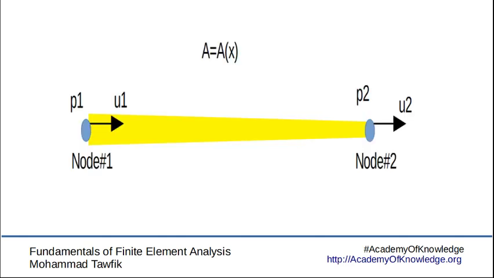In this case, we will have an element that starts at node 1 with a certain area and ends at node 2 with another area. The change in the area will be described by a function, area as a function of x. We will need to use that in our equations to properly present the element equations.